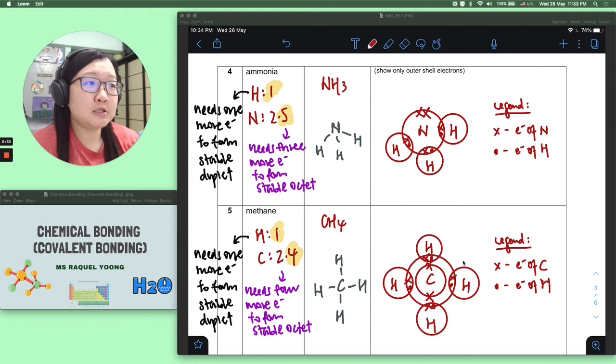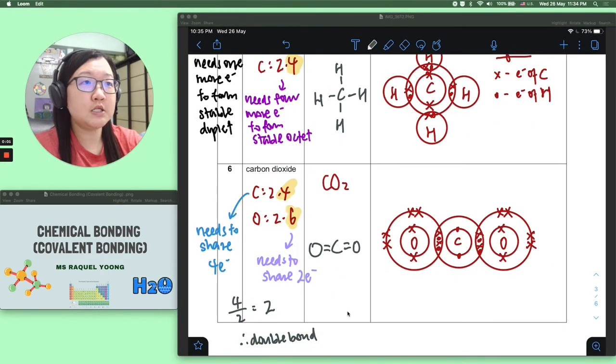Again, check that your shared electrons are drawn in the middle, because now that they are shared, they belong to both carbon as well as hydrogen. Okay, and then again, good habit, have the legend over there. So stable octet around your carbon, stable duplet around all your hydrogens here.